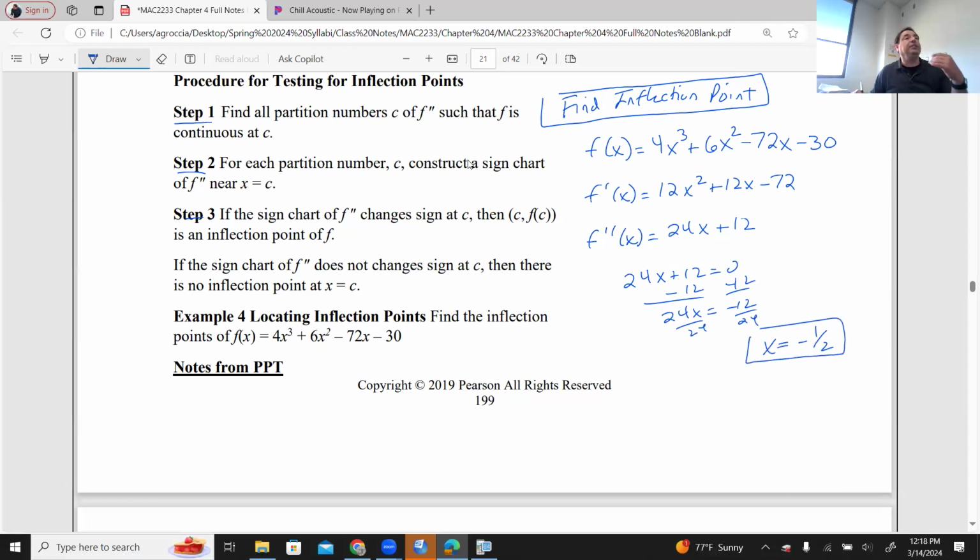Now, some of you would think that you're done at this point, but remember, it's literally called inflection point, right? There can be more than one, but inflection point means you have an x and you have a y.